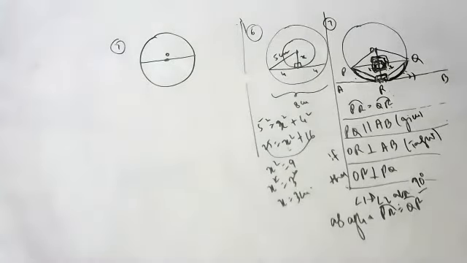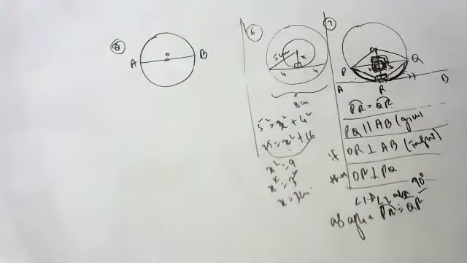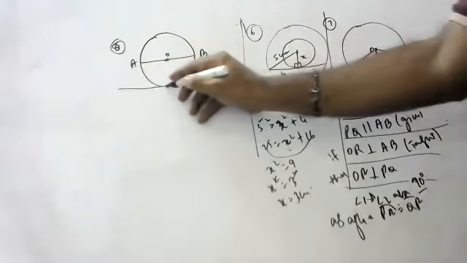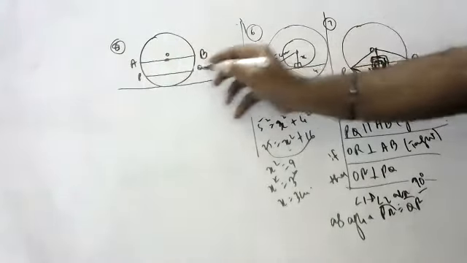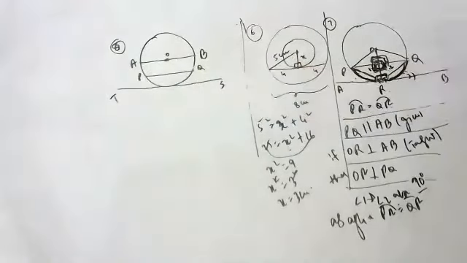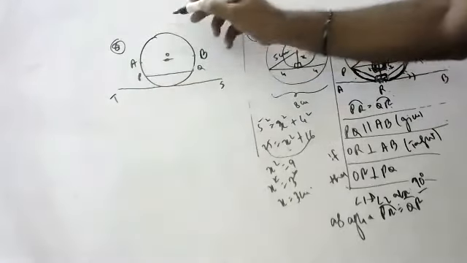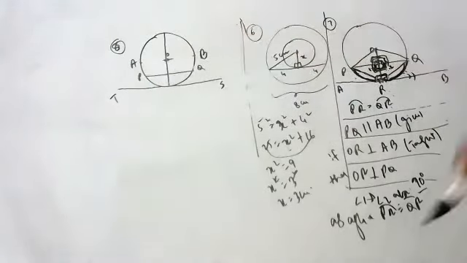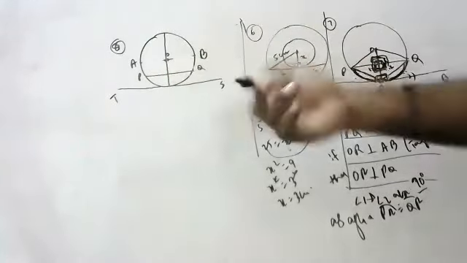Prove that diameter AB of a circle bisects all those chords which are parallel to the tangent. If this is PQ, this is TS. Okay, children. So let us draw the diameter like this now. Okay, it is the same question, children. He is saying prove that the diameter bisects the chord which is parallel to the tangent.